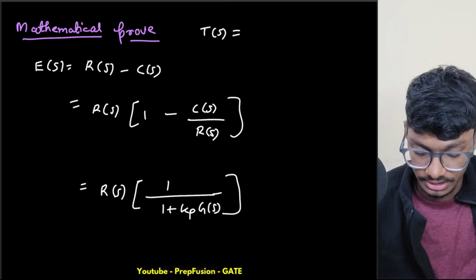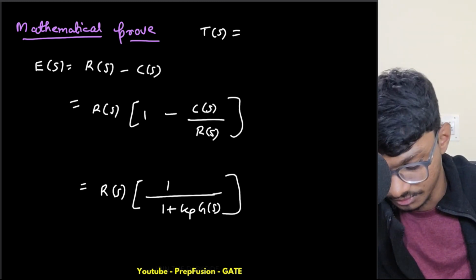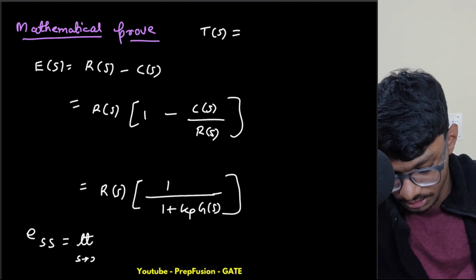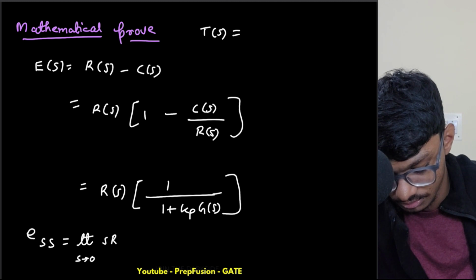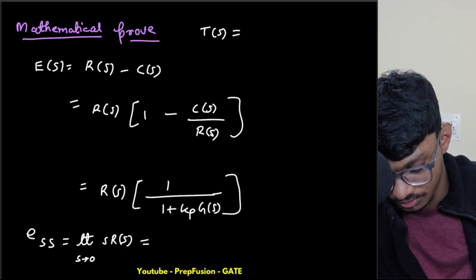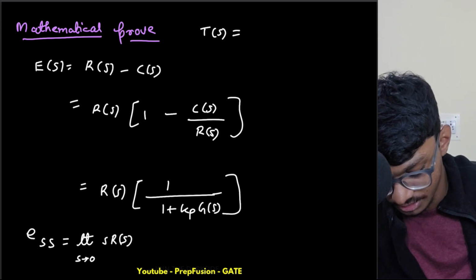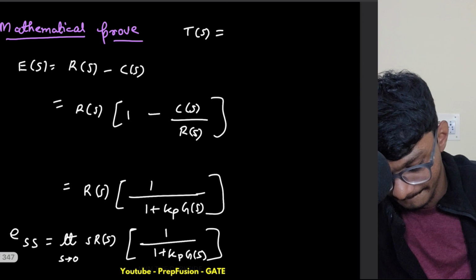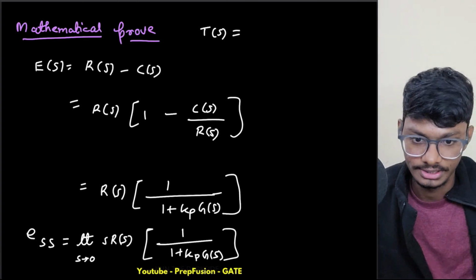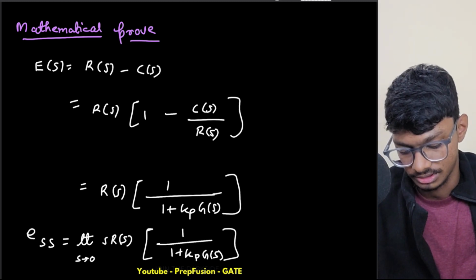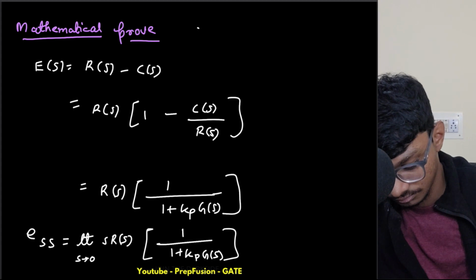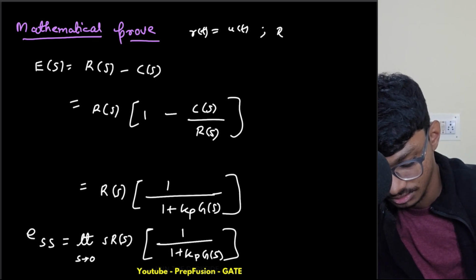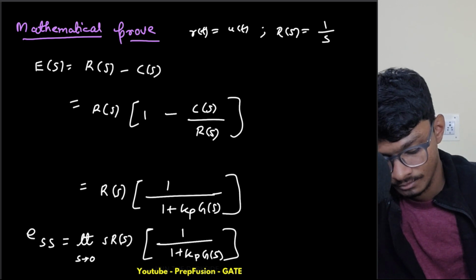Okay, so now what is the interesting fact? We have to find the steady state error. Again, we will use the final value theorem. So steady state error equals limit as S tends to 0 of S R of S into this term also. We can't forget this term, 1 by 1 plus KP G of S. Let's say for a unit step input, R of t is U of t. So R of S is 1 over S.